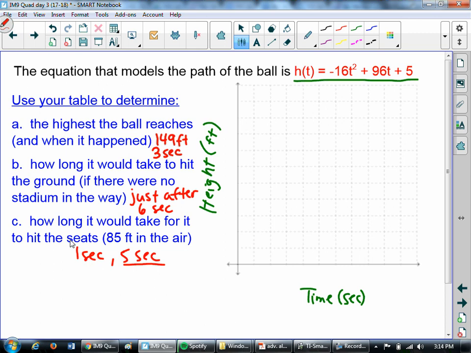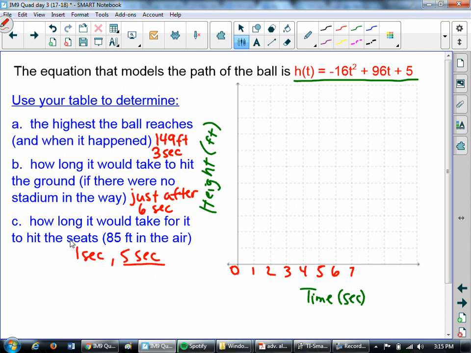Okay? Now what we're going to do is we're going to use some of these points to graph on our window, or on our graph here. What do I want to set my window to be? Well, think about the problem in general. The problem starts at 0 seconds, and it ends at about just past 6 seconds. So if I think about my timeline, I want to go up by ones because ones is going to be enough to kind of fit across there. If I had something that was up in the air for maybe 15, 20 seconds, I might want to go up by twos. Now my height starts at 5 feet and goes all the way up to 149 feet.